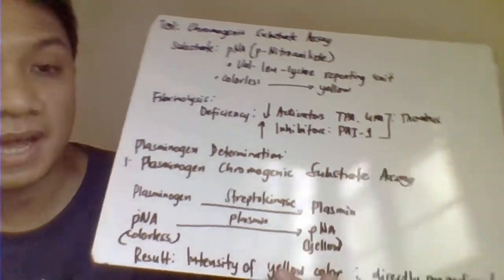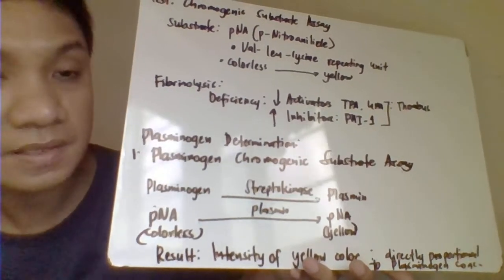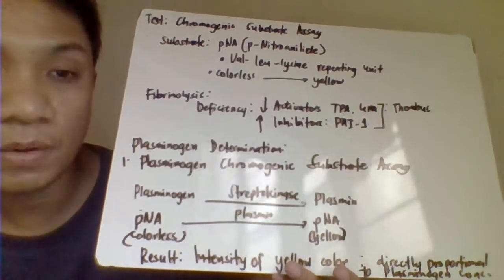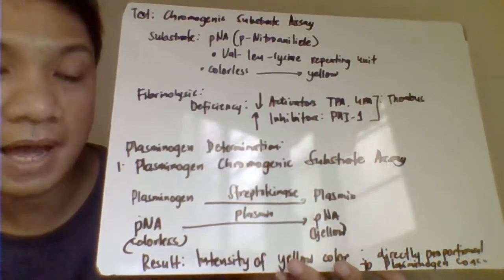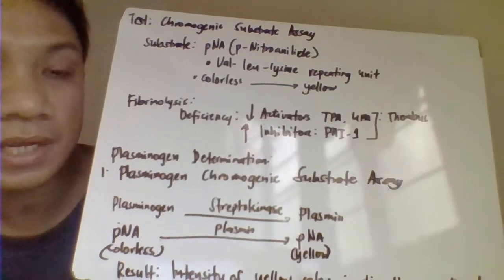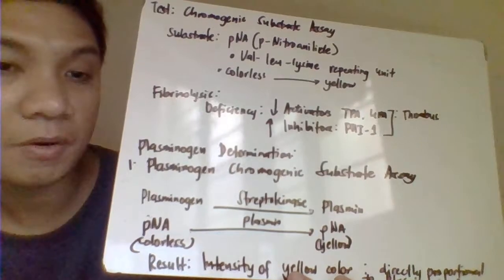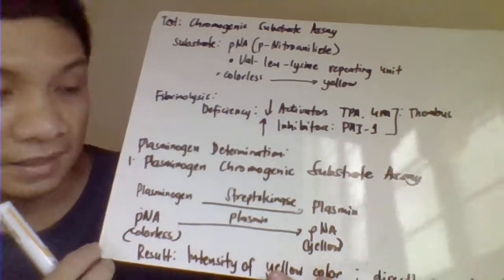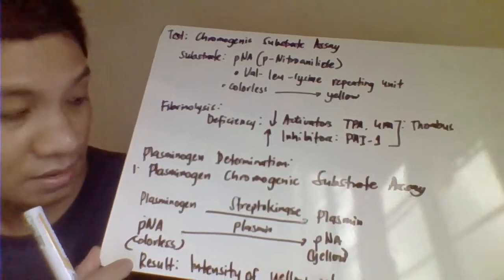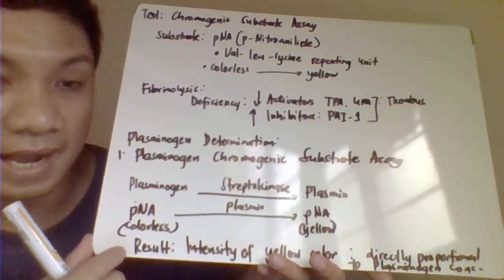Before we go with that, we have the term fibrinolysis deficiency. Deficiency in fibrinolysis means you have a decreased concentration of activators, but a high concentration of inhibitors like PAI-1, and that would result in thrombus formation. So we could also measure the concentration of your plasminogen. Okay, so we have your plasminogen chromogenic substrate assay.